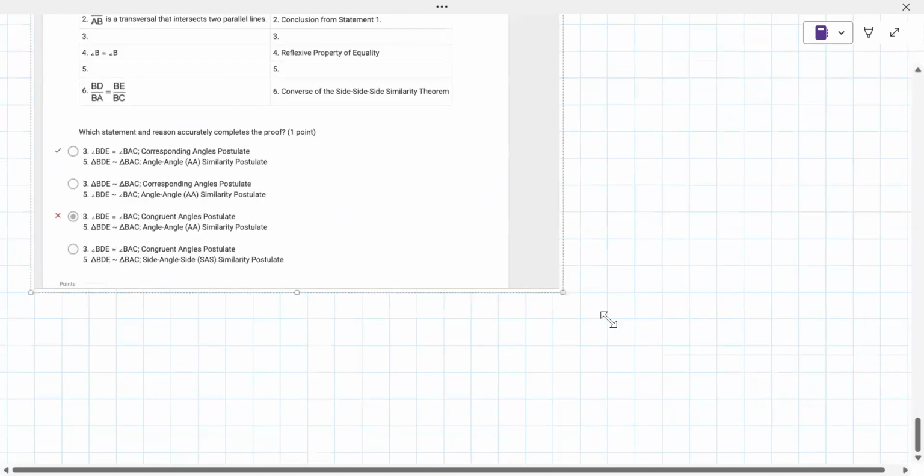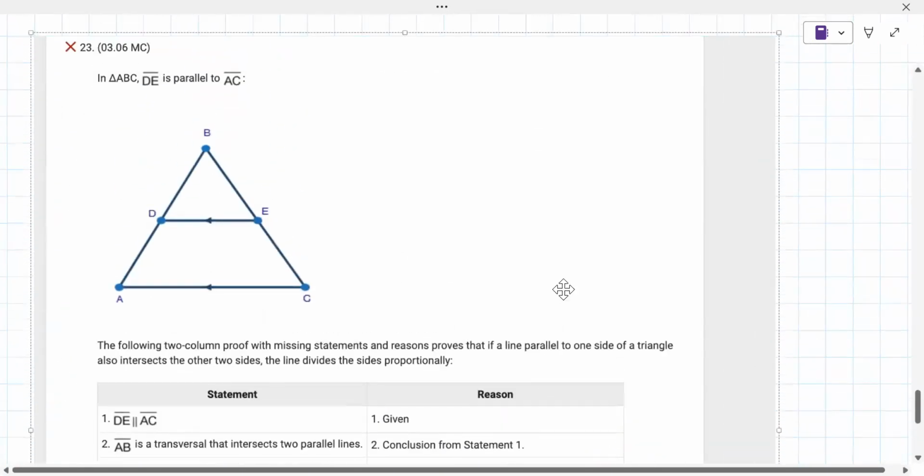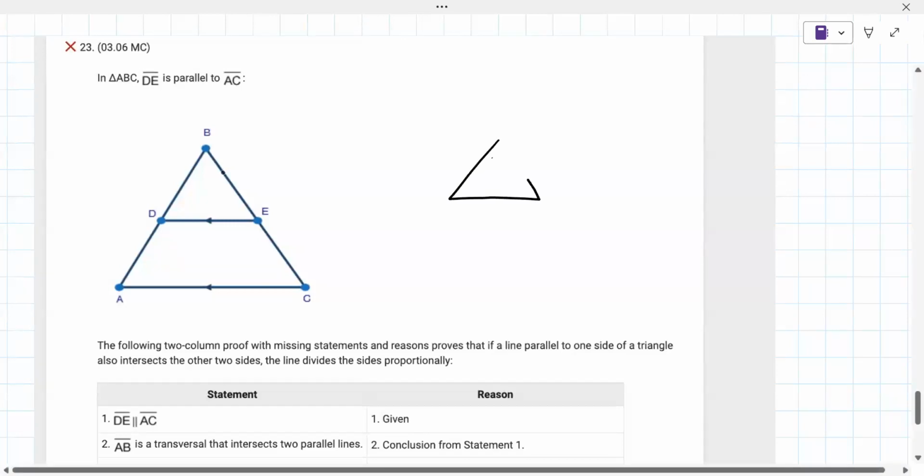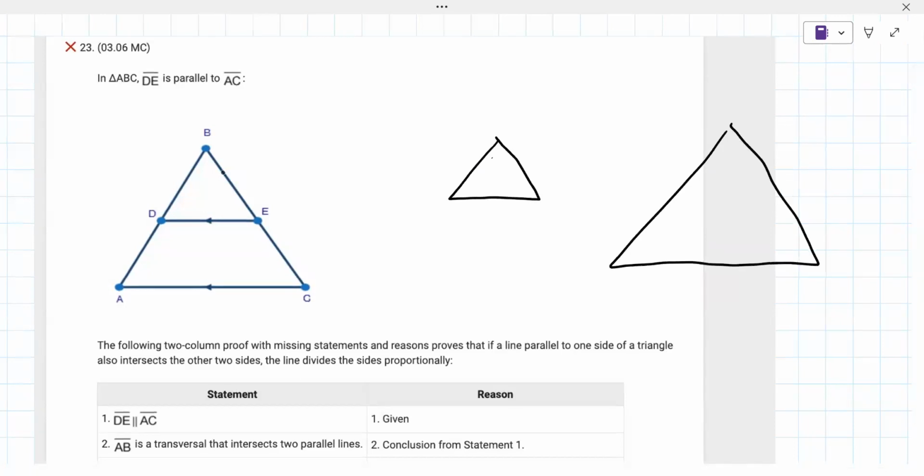All right, in triangle ABC, DE is parallel to AC. Notice that they share an angle. So we're going to be able to show that this little one is proportional or similar to the big one. But it's a side angle side, I think, again, because they share the angle. You kind of got those sides going down.